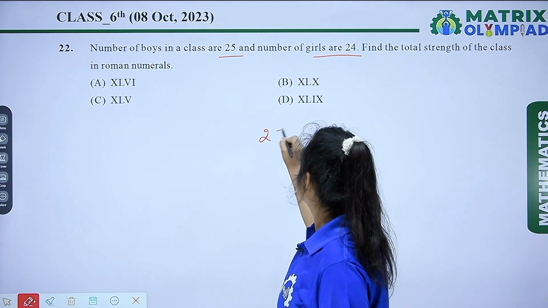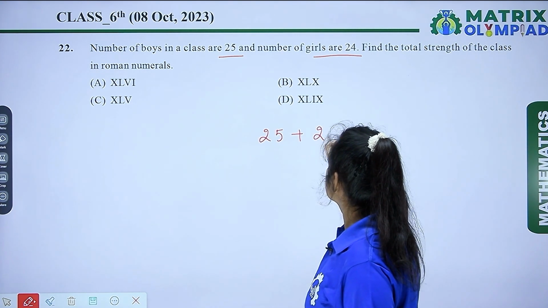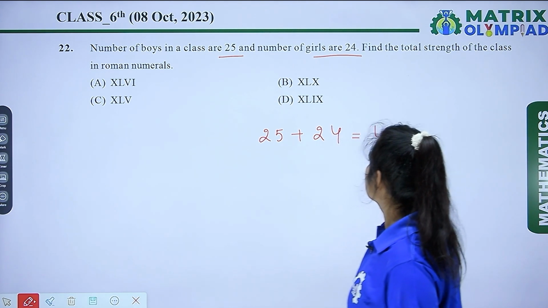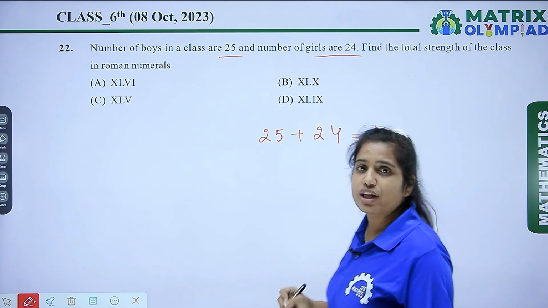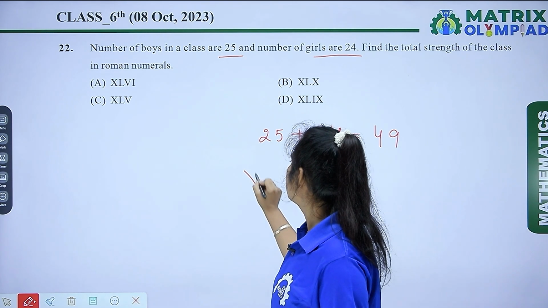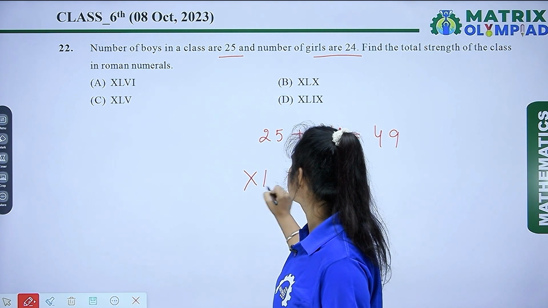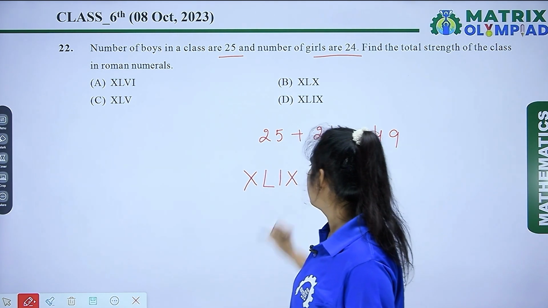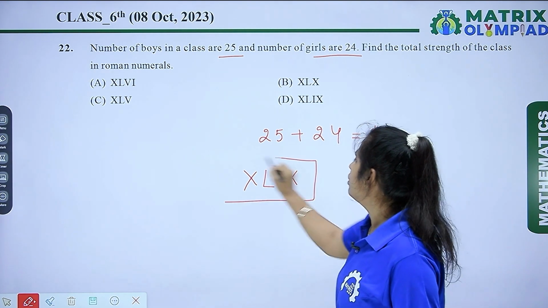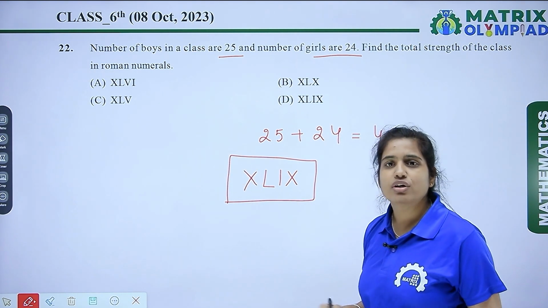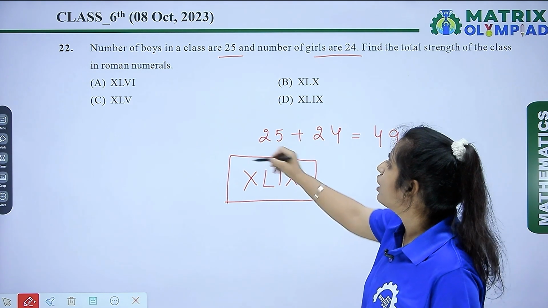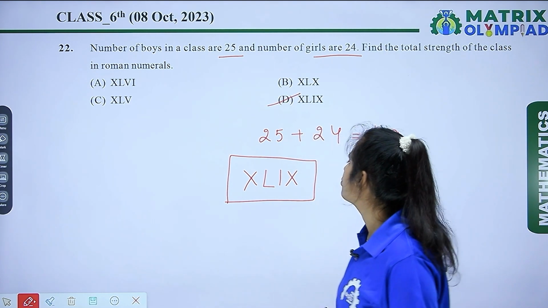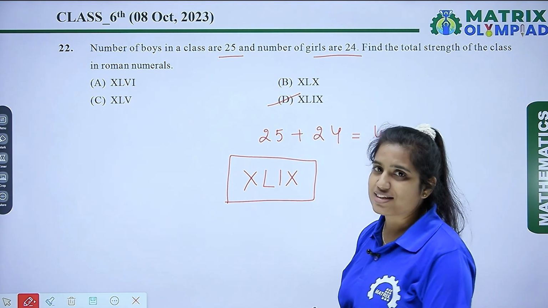So here 25 plus 24 we get 49. अब 49 को Roman number में कैसे लिखते हैं? We write it like this: XLIX. So this is the Roman numeral of 49. So here, out of these four options, we have option D, the correct answer.